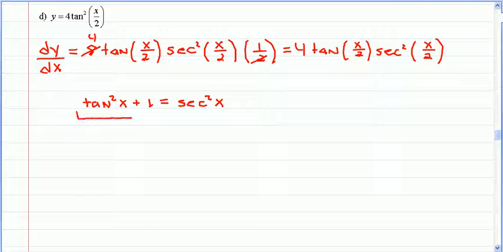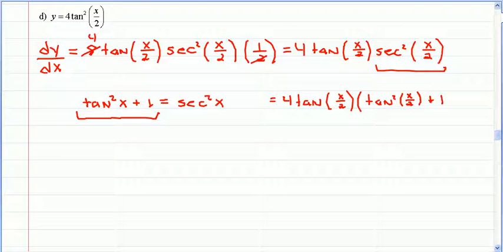And if I use this part on the left and substitute it in for secant squared, I have 4 times tangent of x over 2, and then secant squared is tangent squared of x over 2 plus 1. And I use the substitution so that I can write all of the functions as tangent. And now I take this entire function and distribute to both terms inside the parentheses.